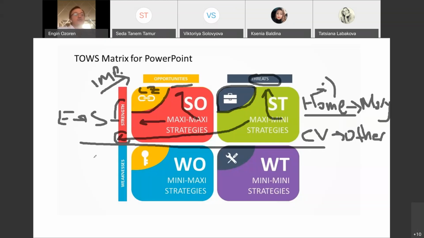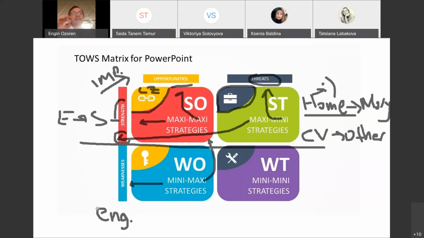But let's look at the other side. Minimize your weaknesses, maximize your opportunities. Minimize your weaknesses, maximize your opportunities. Please remember, what was my weakness? Yes, my weakness is my English. So, Engin, please improve your English and maximize your opportunity. What was my opportunity? What is my opportunity?